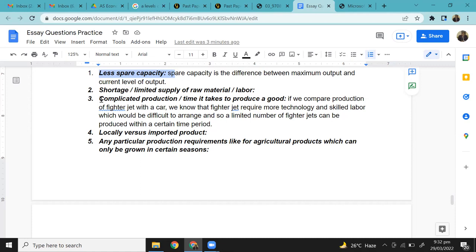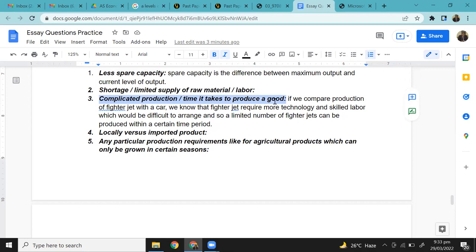Then as far as the complicated production nature of the good is concerned, in this we talked about manufacturing a fighter jet to a car. So this is perhaps something that you can't really help, right? Some products are by nature very complicated. It takes more time to produce those, right? So there's a limit to how much you can work around this. Perhaps better technology, more efficient production machines, more skilled labor, but still, since the product is complicated, it will always perhaps take more time. Are you getting me or not?